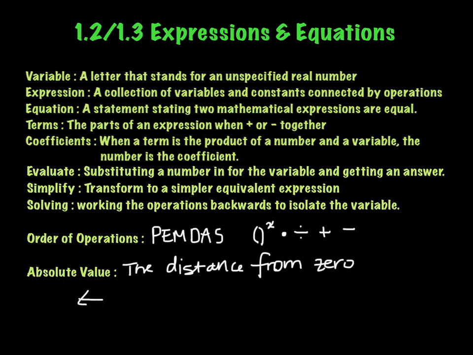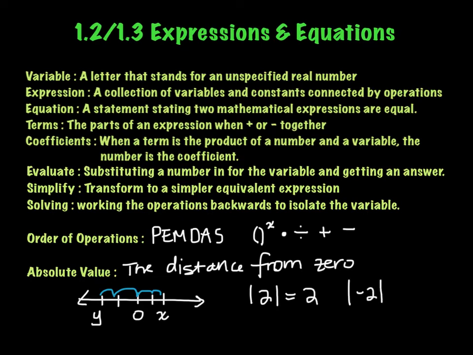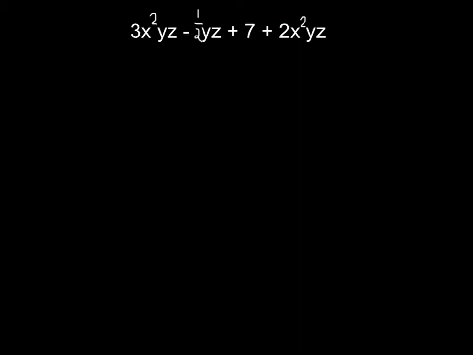So on a number line, here's 0, this is x, this is y. They are both 2 units from 0. Another way to look at this is to say that the absolute value of 2 is 2 units from 0, but the absolute value of -2 is also 2. -2 is also 2 units from 0.